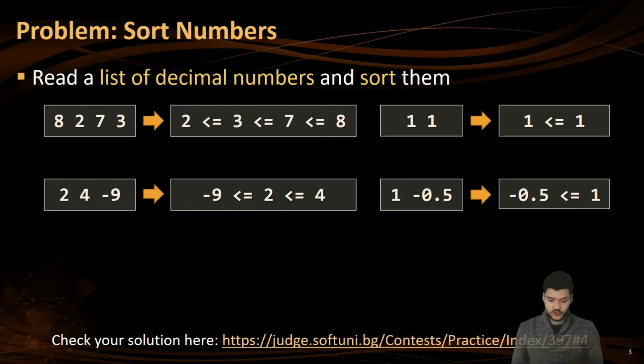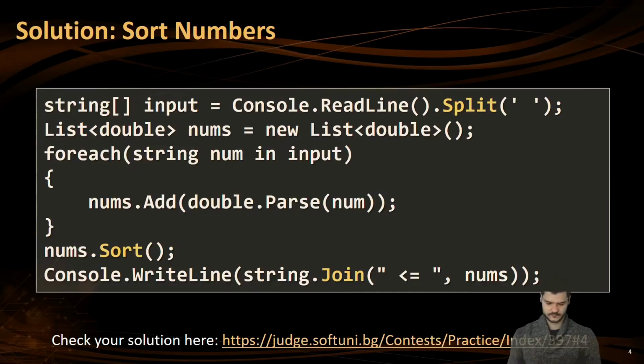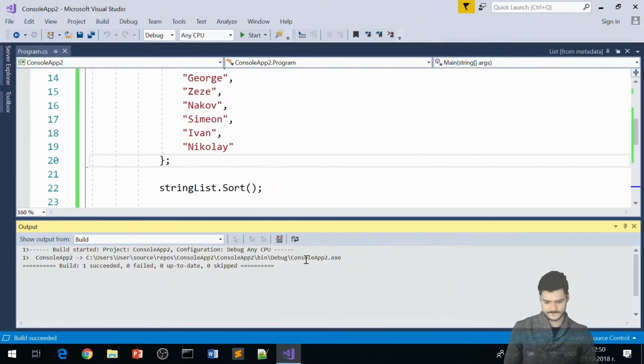We have a problem right now that we have to solve. We have to read a list of decimal numbers and sort them, right? So actually what we have to do is just read the input from the console line, and then we should add this in a list of doubles, sort them, and then print them, right? Let's do it.